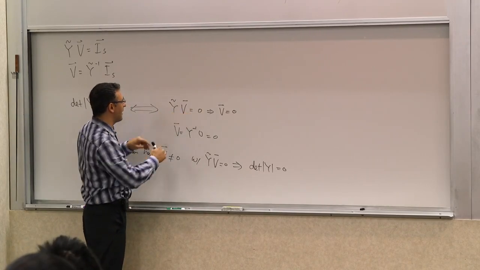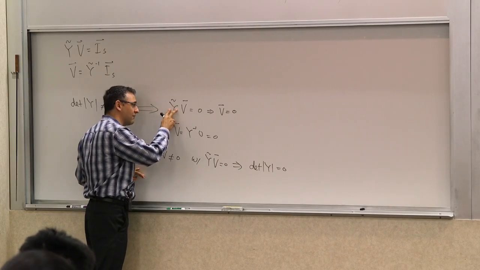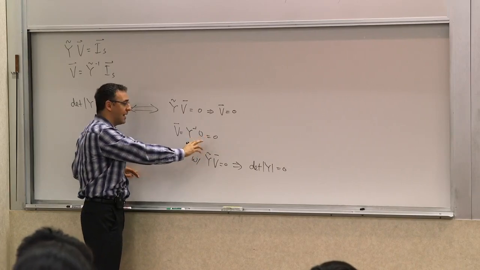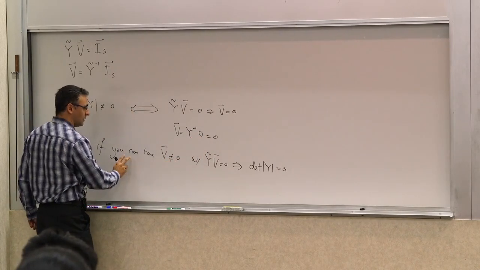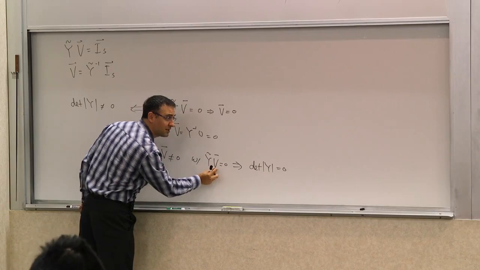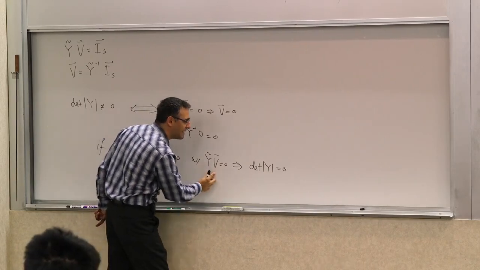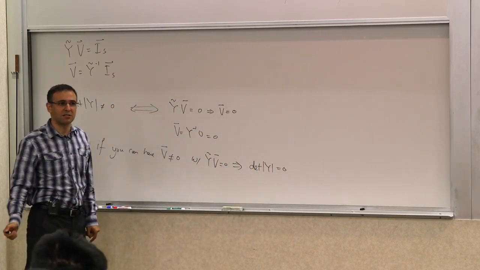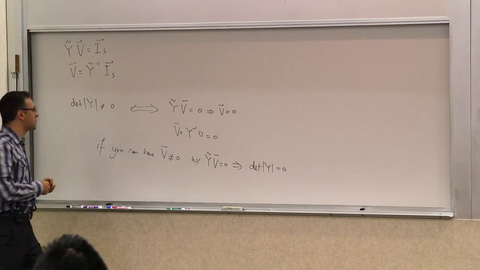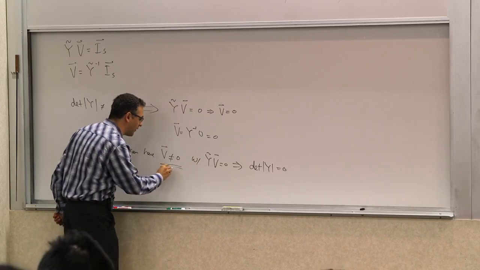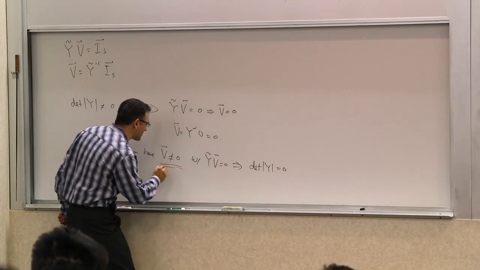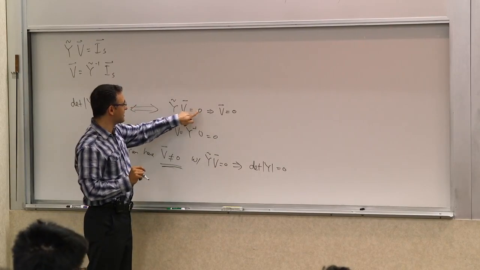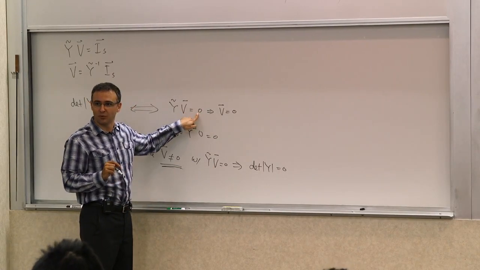I'm saying that the only way Yv can be 0, if this is invertible, is for v to be 0. And if there exists a non-zero solution to this equation, that means the determinant must be 0. So if you want to find cases where they cannot be inverted, you should look for situations where v is not 0 when you have no stimuli. Because when you set this to 0, it means that you have no stimuli.